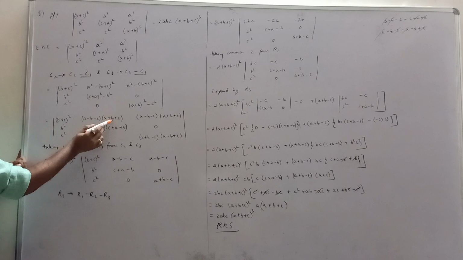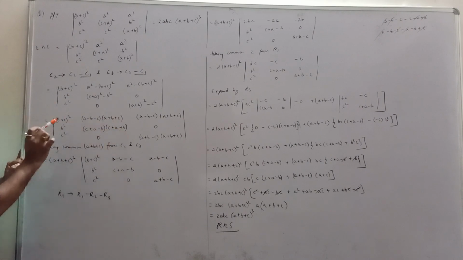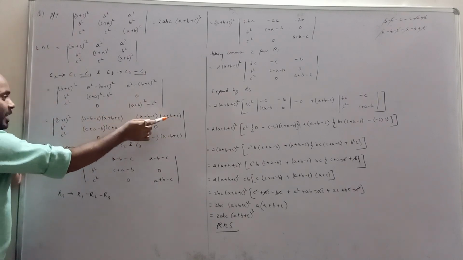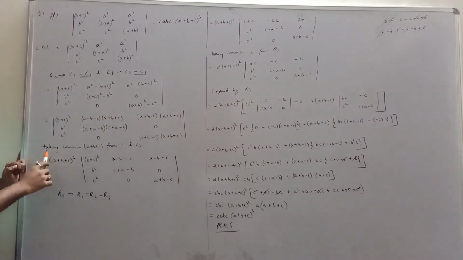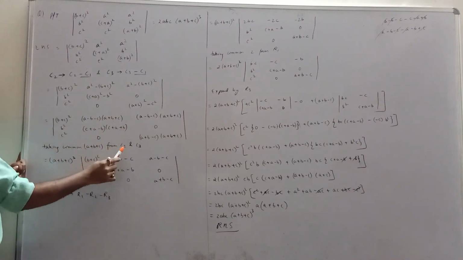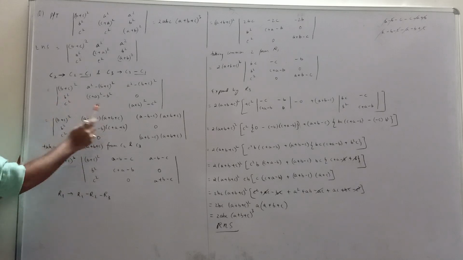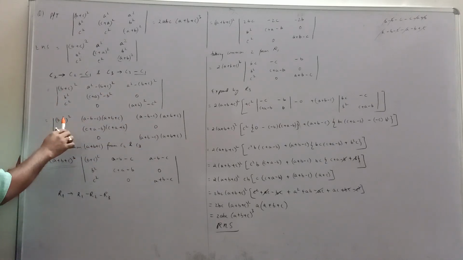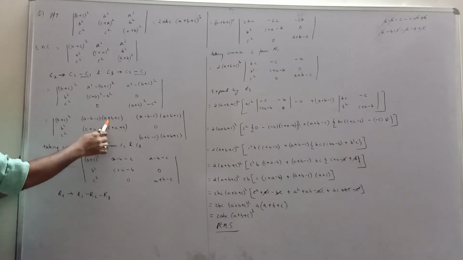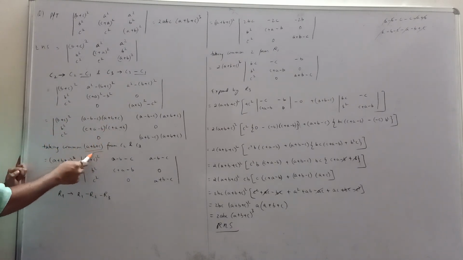Now, after opening the formula, what can I see? From C2, I am getting a plus b plus c common. From C3, I am getting a plus b plus c common. So I am taking common a plus b plus c from C2 and C3. So we are taking common two times a plus b plus c, so we will have the whole square outside. One from C2, one from C3. I am not doing anything to C1, so I write C1 exactly the same way. Then from C2, what have I taken out common? a plus b plus c.